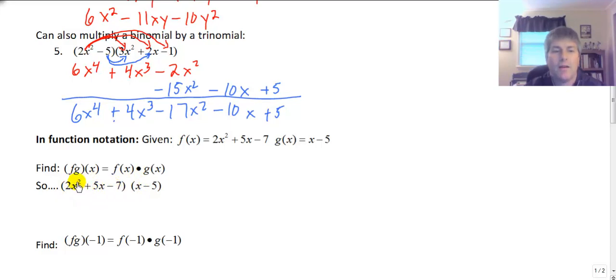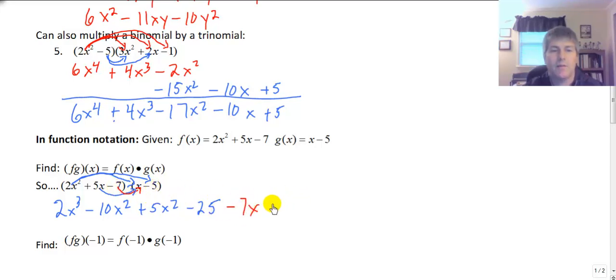So 2x squared times x, and we get 2x cubed. 2x squared times negative 5, negative 10x squared. And repeating the process, 5x times x is plus 5x squared, 5x times negative 5 is minus 25x. And then the third term, negative 7 times x, is negative 7x. And negative 7 times negative 5 is positive 35.